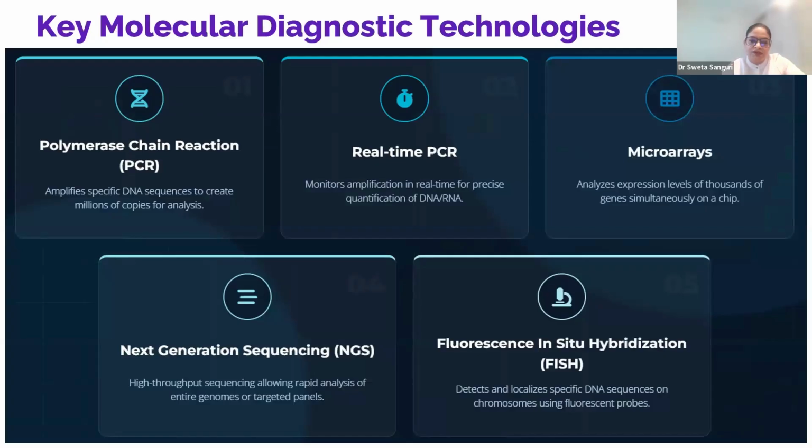Now, the question is, how do scientists detect these molecular changes? Several technologies make this possible. Some important ones I have included here: PCR, real-time PCR, microarrays, NGS.